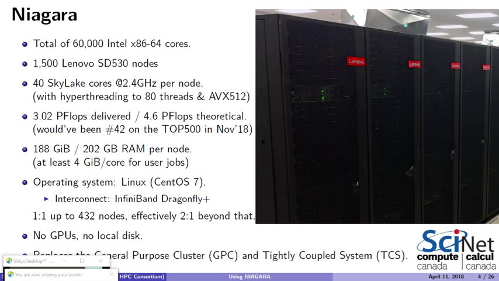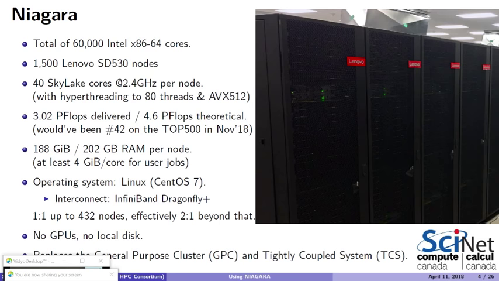So let's talk about Niagara. This is our system. If you're a regular at these SciNet user group meetings, then you've seen this come by a few times as we got closer and closer. Niagara is our new largest supercomputer for academic research in Canada. It has about 60,000, or actually precisely 60,000 cores. They are Intel cores. They're 64-bit cores of the latest architecture, Skylake.